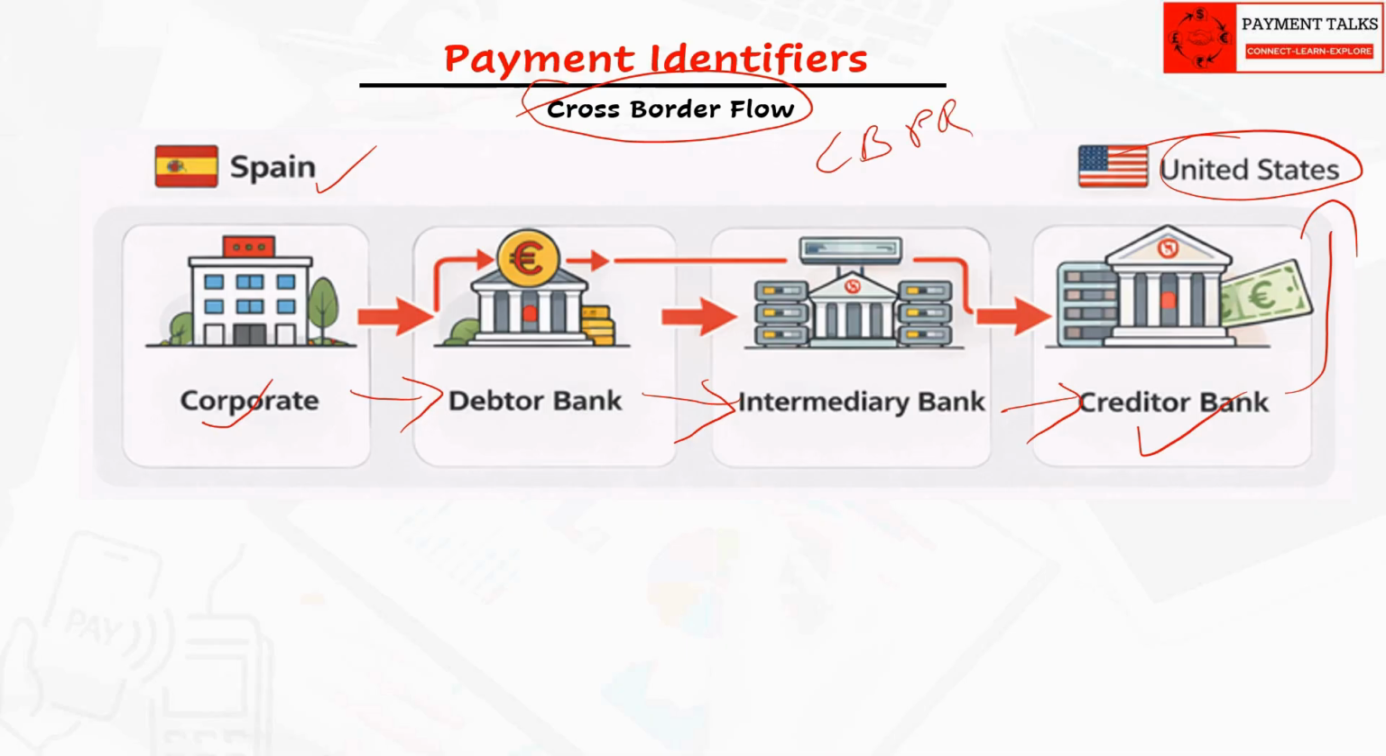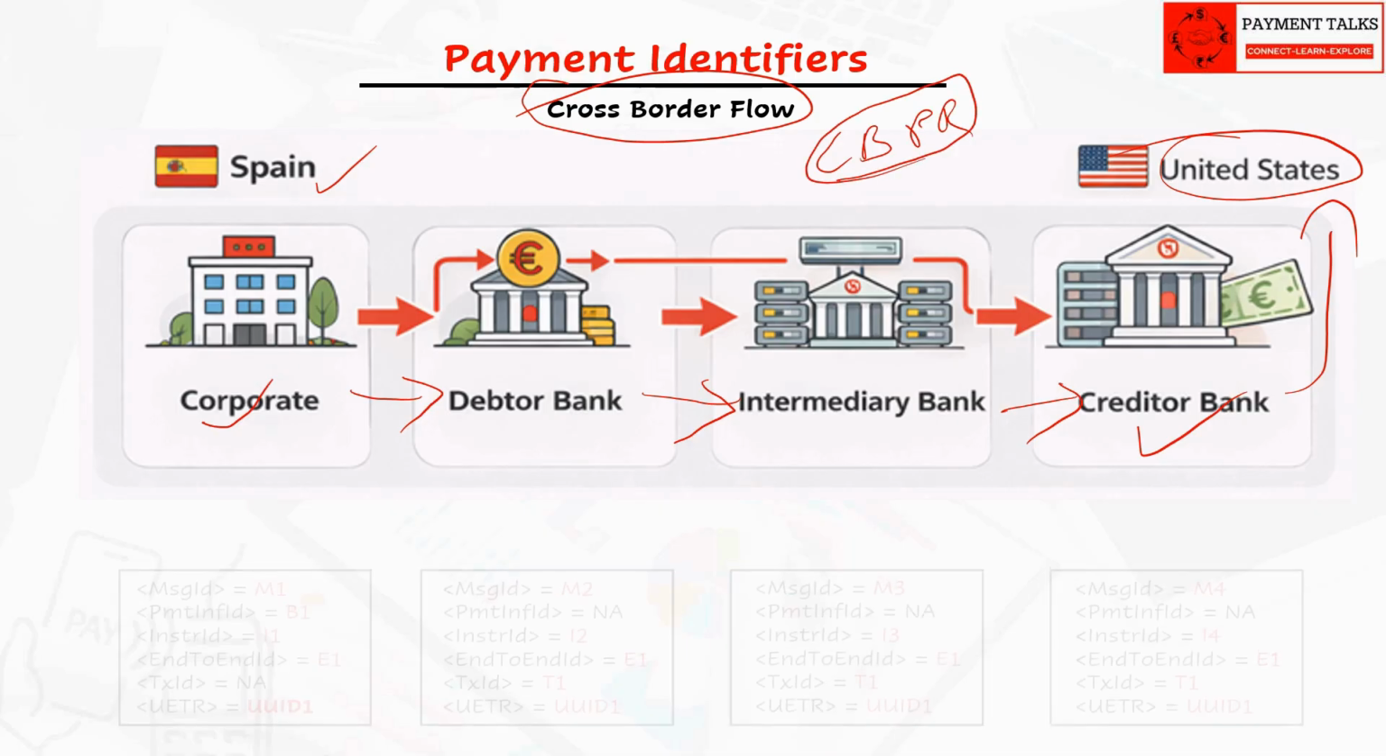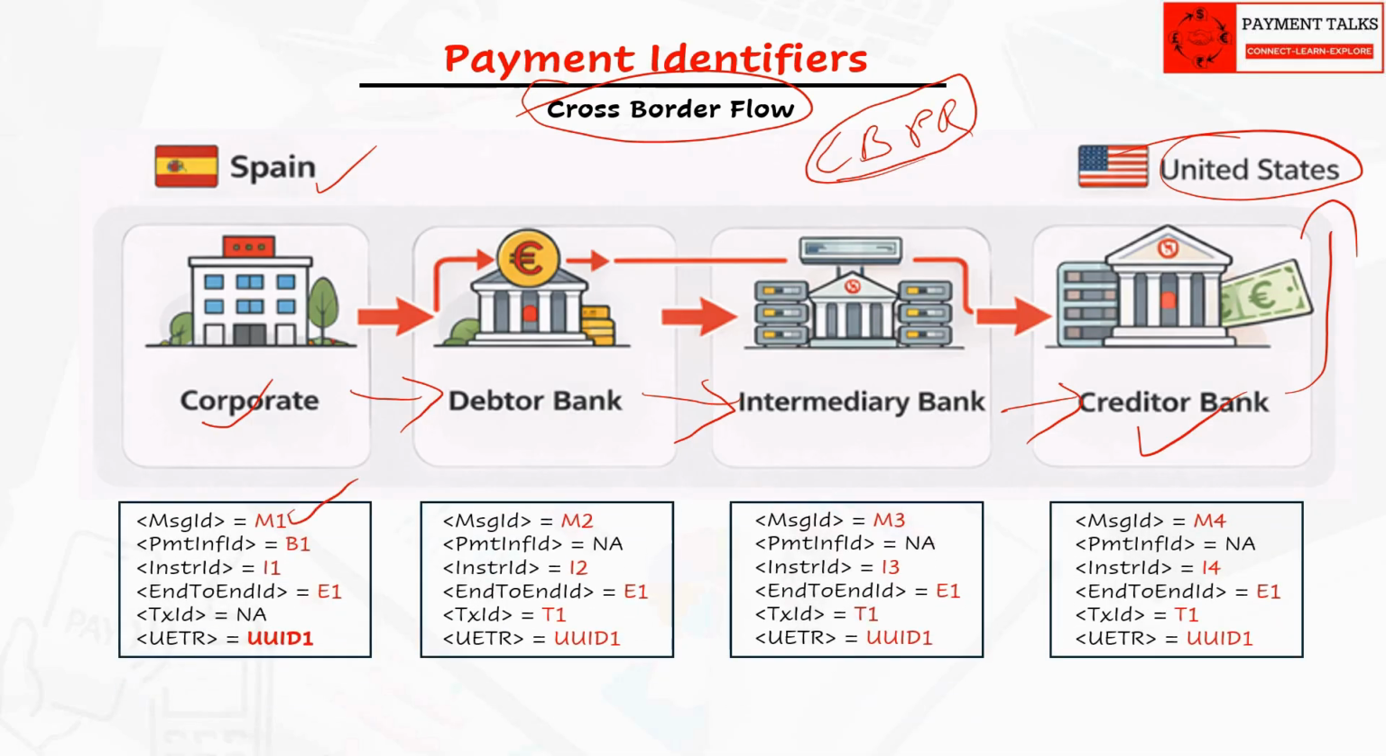Now let us understand what happens to each ID. Message ID is new at every hop: M1, M2, M3, M4. Payment information ID exists in the PAIN.001 at the corporate level, but it's not propagated into the interbank chain. Instruction ID changes at every hop: I1, I2, I3, I4. Each is a bank's instruction to the next party.